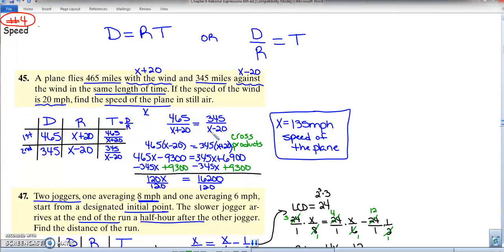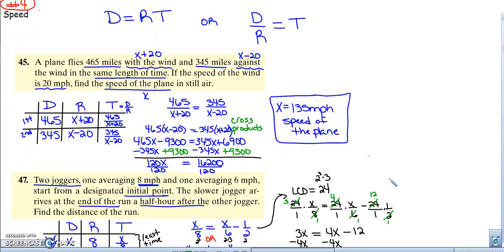This is an equation with fractions. Specifically, it's set up like a proportion, one fraction equal to another, so we can do the cross products. So 465 times x minus 20, 345 times x plus 20. Using the distributive property, this is what we would get. And then moving your terms that contain a variable to one side, so subtracting 345x, moving your constants that don't contain a variable to the other side, so adding the 9,300 over here, this is what we would end up with. You then divide both sides by 120 and we come up with x equaling 135 miles per hour. Remember, this was the speed of the plane in still air.